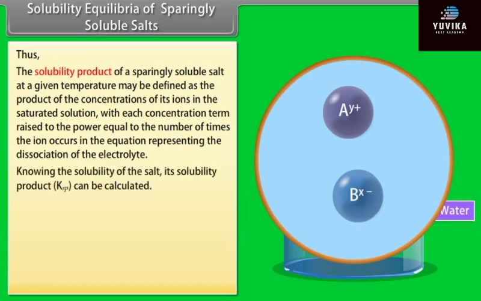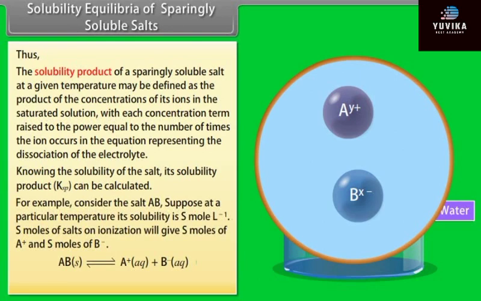Knowing the solubility of the salt, its solubility product can be calculated. For example, consider the salt AB. Suppose at a particular temperature, its solubility is S mol L^-1. S moles of salt on ionization will give S moles of A+ and S moles of B-. Ksp is equal to the concentration of A+ into the concentration of B-, which is equal to S into S, which is equal to S squared.